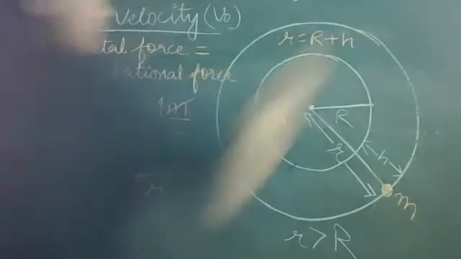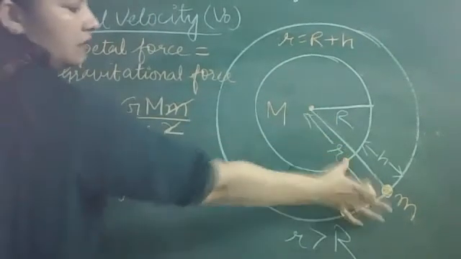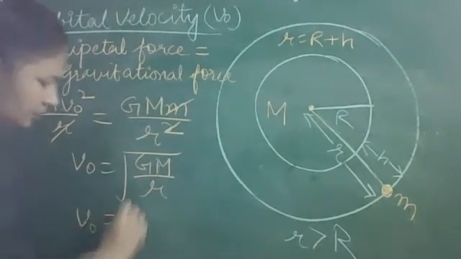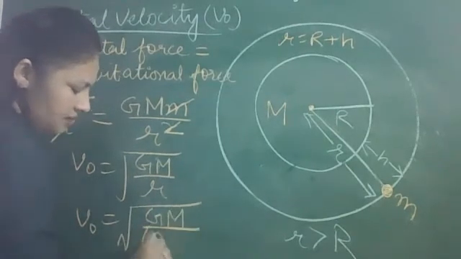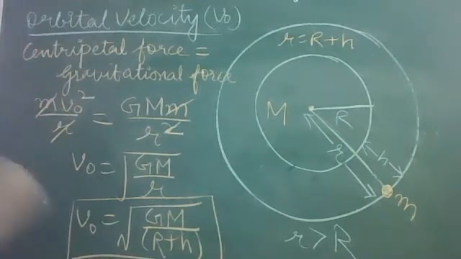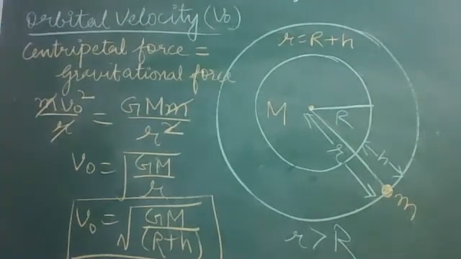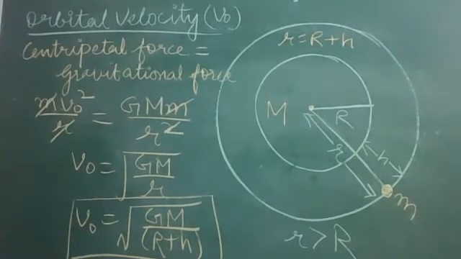r is capital R plus h. So put it here. V_o is under the root GM over R plus h. So this is the expression for orbital velocity. You may be asked to derive orbital velocity. This is the required expression. So orbital velocity is under the root GM over R plus h.